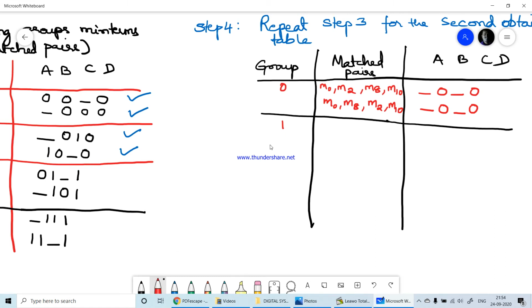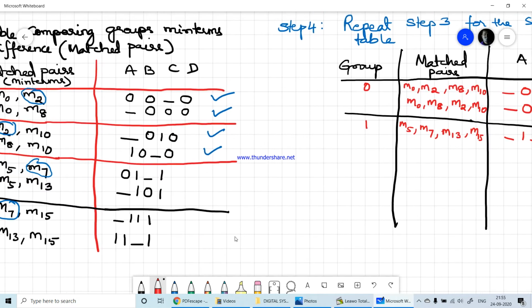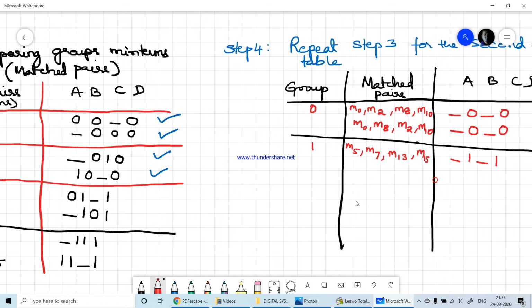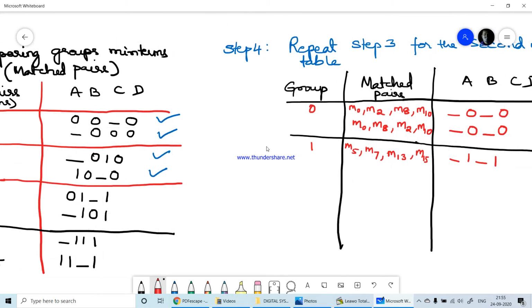So here M5, M7, M13 and M15, I will get dash 1 dash 1 because the first bit difference is what we have. Similarly, I will compare M5 with M13 and M7 with M15. Yes, we do have only this 2-bit difference. See, 1 0. Okay, this difference is there. All others are same.